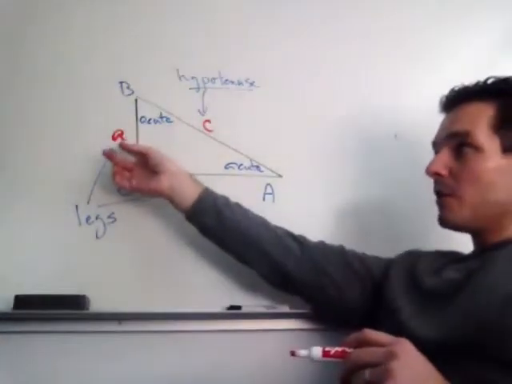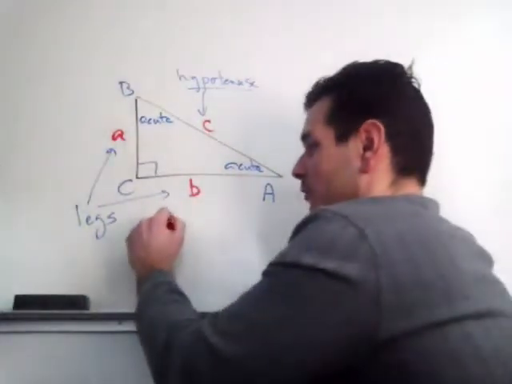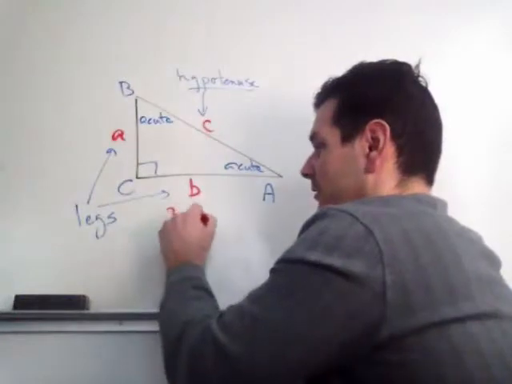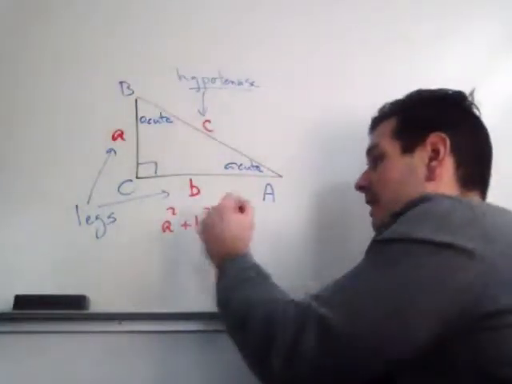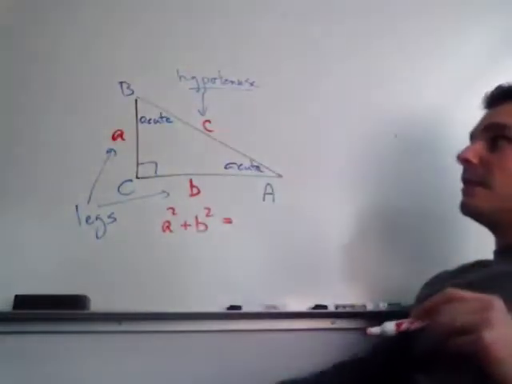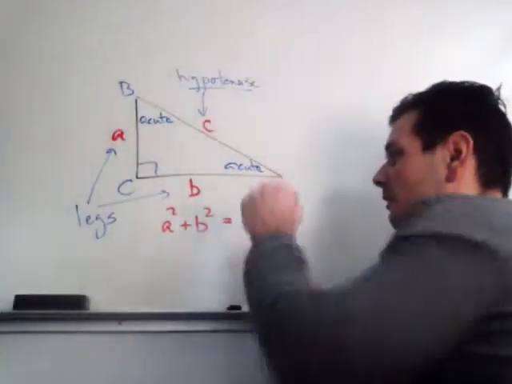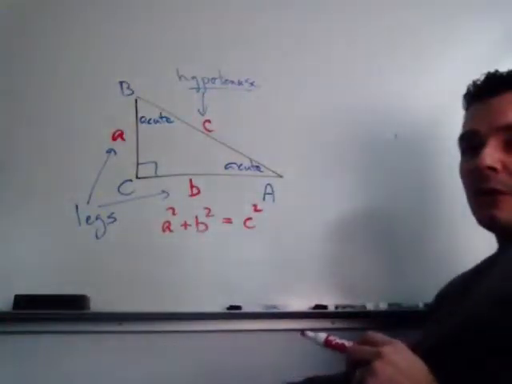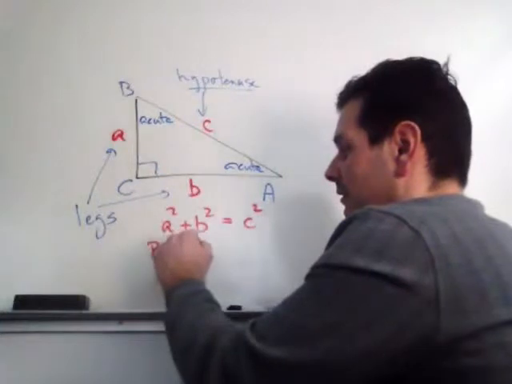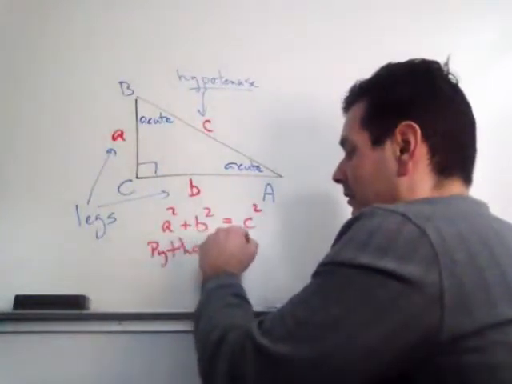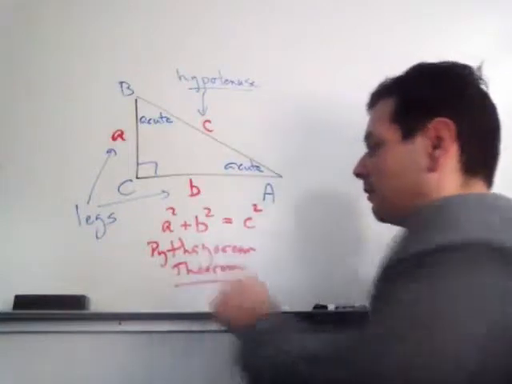So the squares of the legs would be a squared and b squared. If you take the sum of those, so in other words, if you take a squared and add it to b squared, that result is the same as the hypotenuse squared, right? The length of the hypotenuse squared. So you have a squared plus b squared equals c squared, and of course this is known as the Pythagorean theorem.